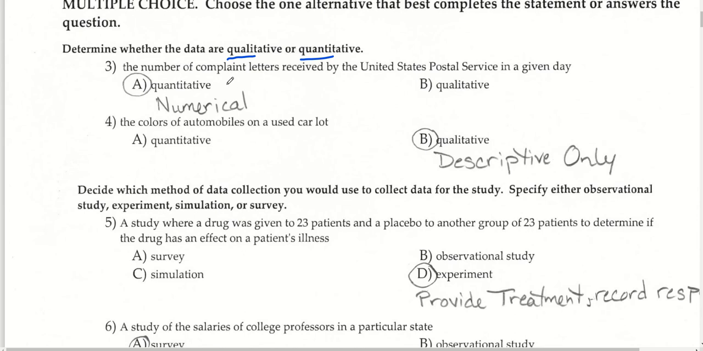Here, if they say the number of complaint letters received by the USPS in a given day, that would be a numerical value, which would make it quantitative data. The colors of the automobiles on a used car lot could include things like white, silver, gray, maroon, etc. Because those are describing the cars in a non-numerical kind of fashion, the colors would represent qualitative data because they're descriptive only.